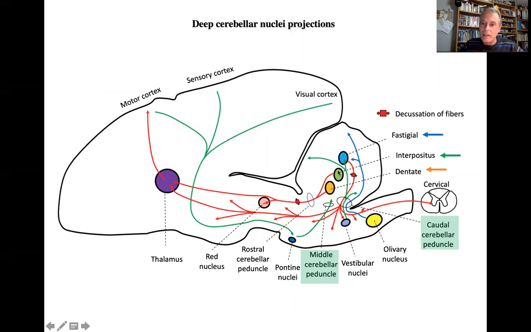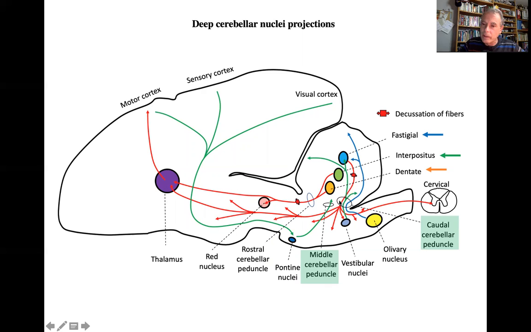Okay, fastigial, interpositus, and dentate nucleus. Look, the middle cerebellar peduncle here is formed by fibers that are coming from the pontine nuclei. Remember that these pontine nuclei receive through the corticopontine tract fibers from the motor, sensory, and visual cortex. All these fibers run up to the pontine nuclei, and they are projected through the fibers from the pontine nuclei as transverse fibers. They form the middle cerebellar peduncle and they enter the cerebellum.